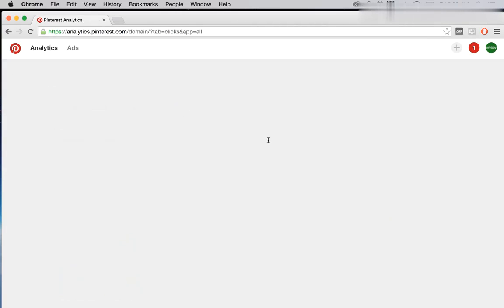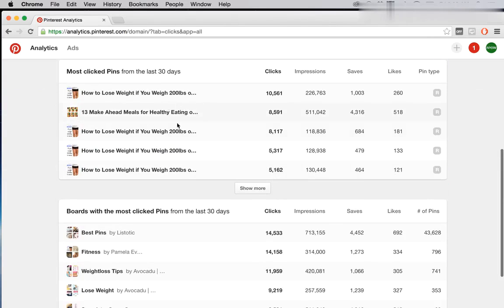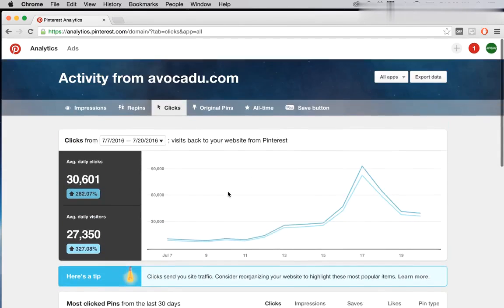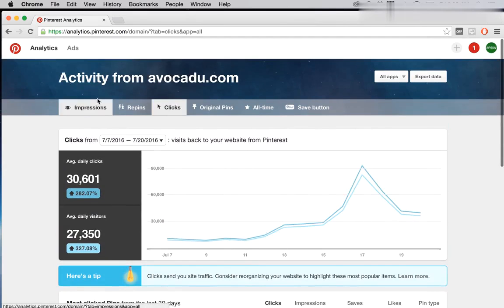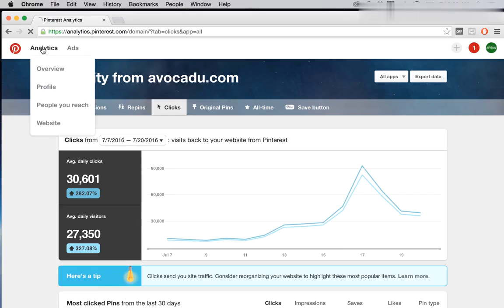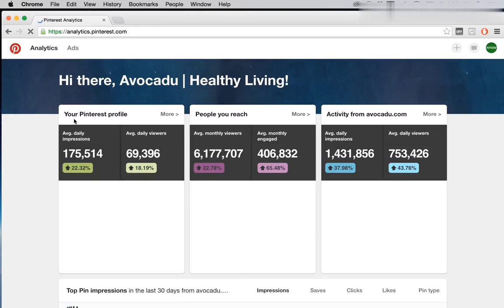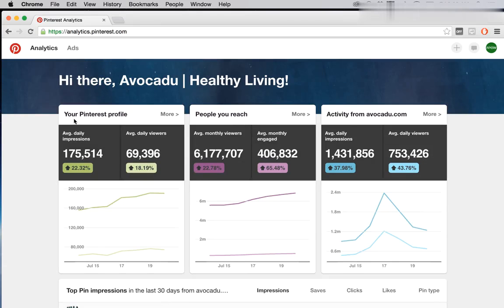You could check out clicks on here, and you could check out pins that are getting the most clicks and things like that. But other than that, guys, it's not really worth your time to spend too much time back here, other than maybe better understanding the demographic that you serve.